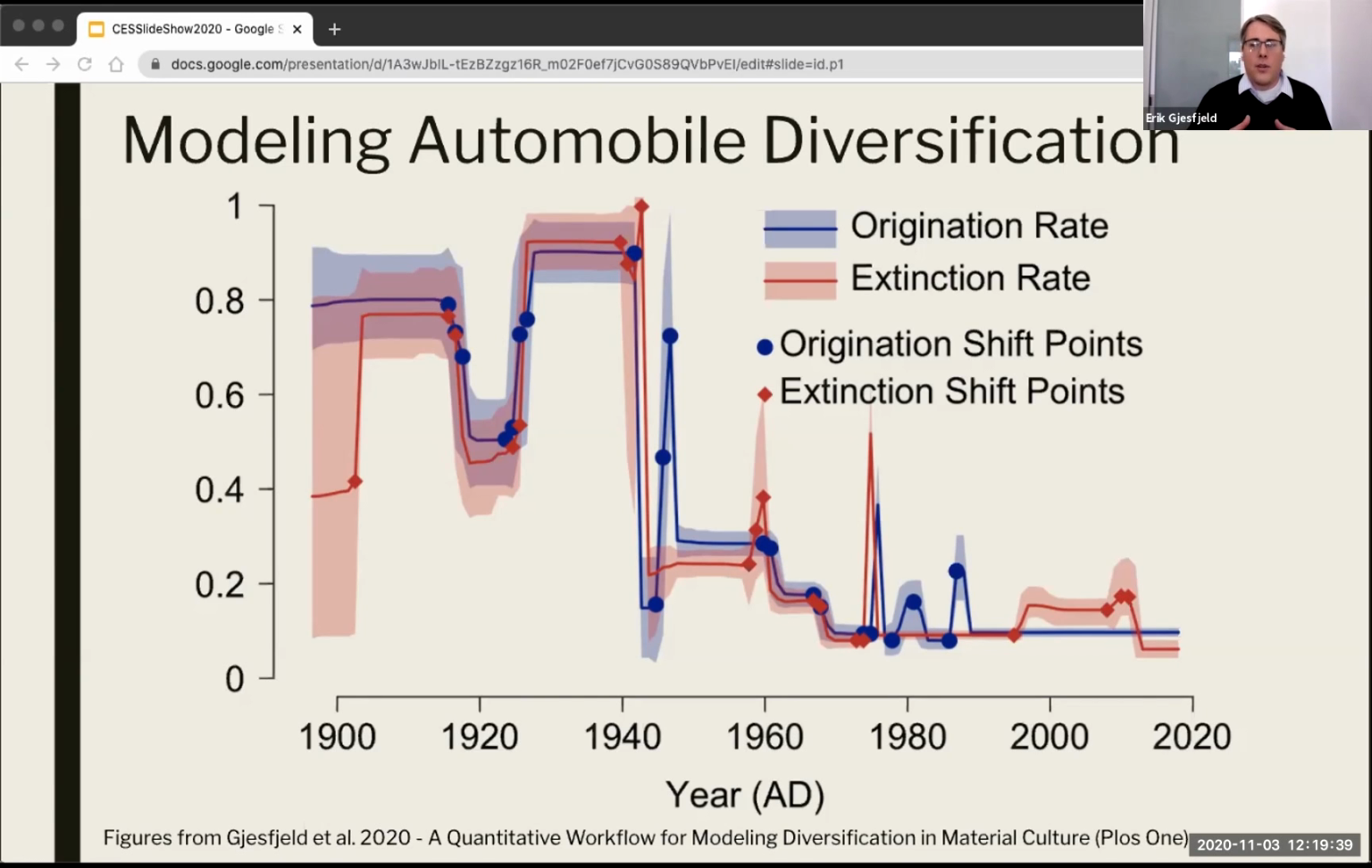And really what I want to highlight here is what a more dynamic picture we get when we disentangle diversity into diversification rates, where we're actually looking at evolutionary rates of change like origination and extinction. I think that's really what we're trying to get at here: to use diversification rates to give ourselves a better understanding of cultural diversification.